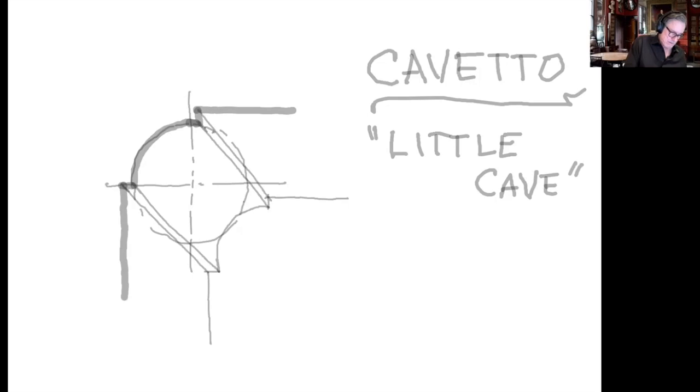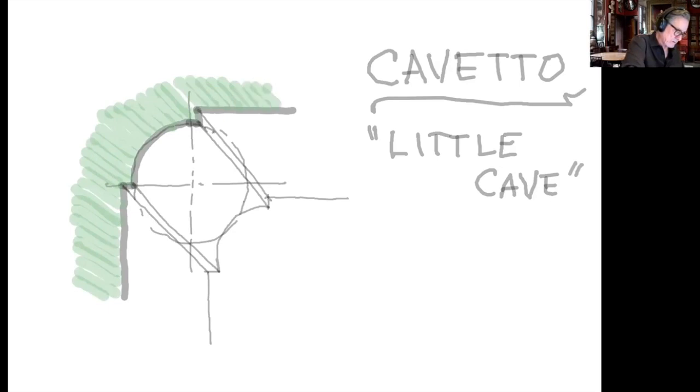And let's shade the solid portion again. You can do this with your pen or your pencil. Cross hatching is fine, or just shading, scribbling, just anything to kind of indicate what's solid and what is in the open air. And that's our cavetto.